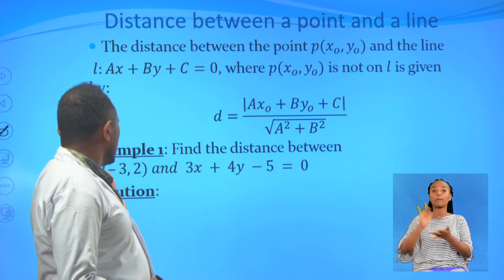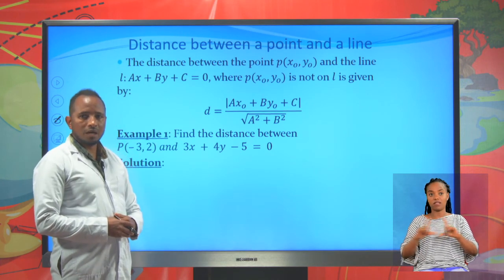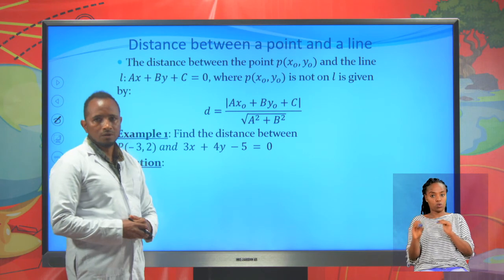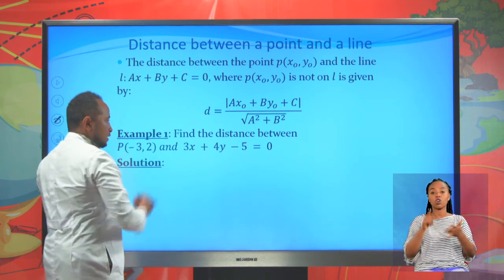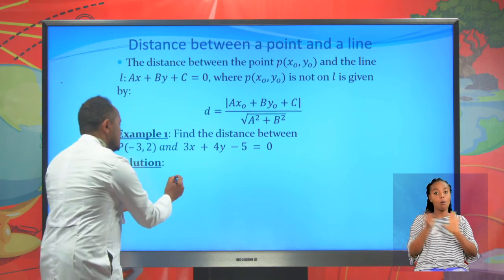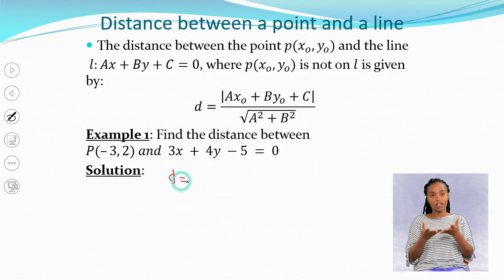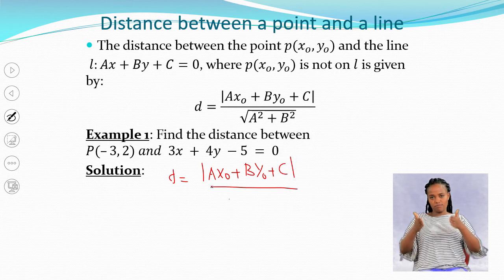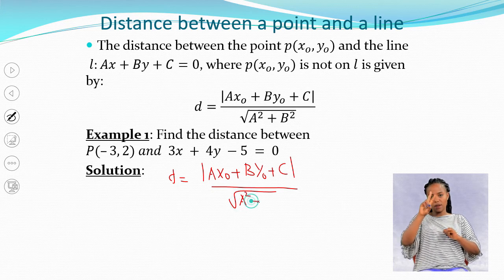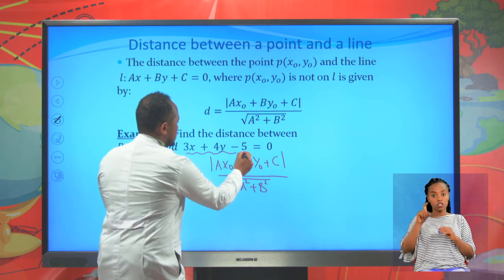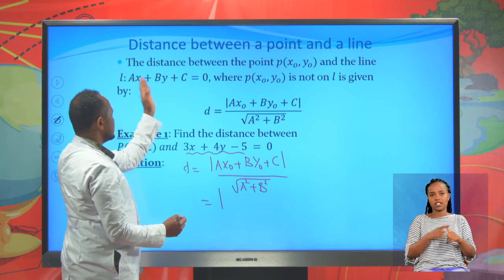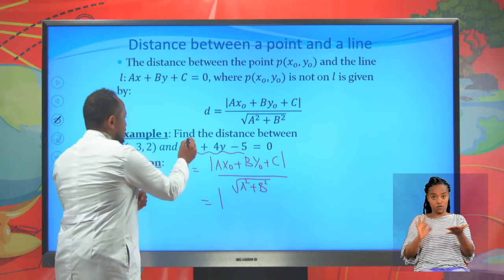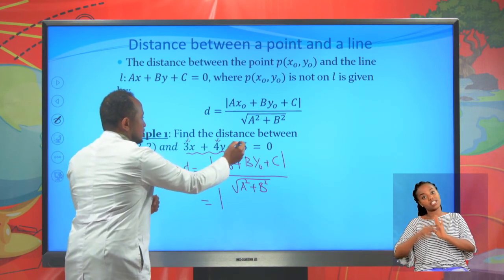Find the distance between (-3, 2) and the line 3x + 4y - 5 = 0. So, using the formula, you can find the distance between this line and this point. The distance will be given by the absolute value of a x naught plus b y naught plus c divided by the square root of a squared plus b squared. The equation must be written in this form, first ax + by + c. It's written in this form.